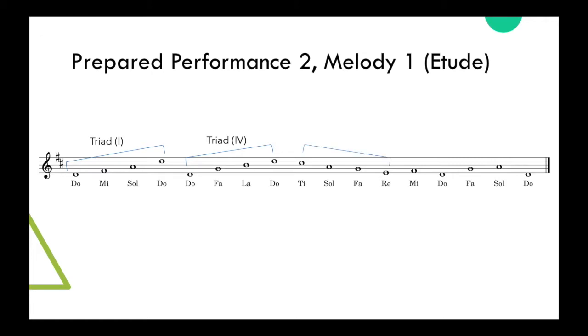Next 4 notes, they outline a dominant 7th. Ti, sol, fa, re. Then we have 2 notes that outline a leap in the tonic triad. Mi, do. And then we have fa, sol, do, which is a cadential line.